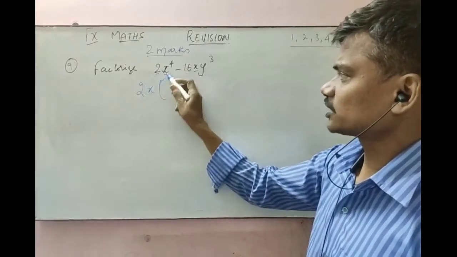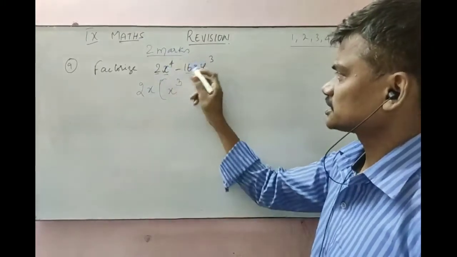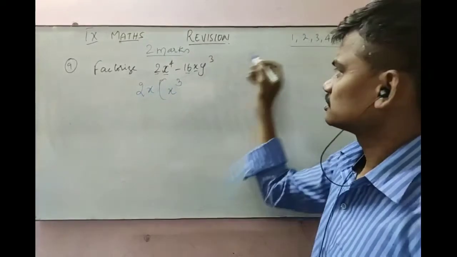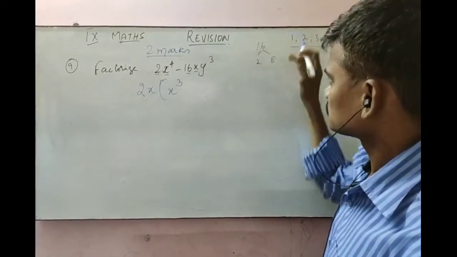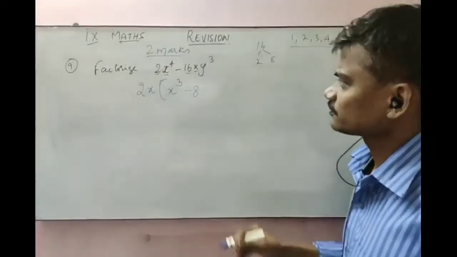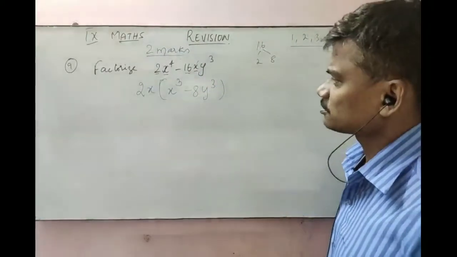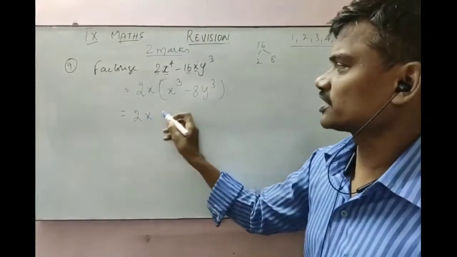Here 2 is taken, x is taken. The remaining term is x cube in the first term. The second term 16, in 16 I taken the 2 as common. 16 can be split as 2 8s are 16. So in this 2 is taken out. The remaining number is 8. This x is taken out. You will get the remaining term as minus 8y cube. So 2x is our first factor.